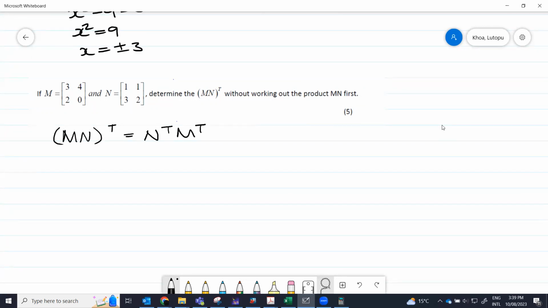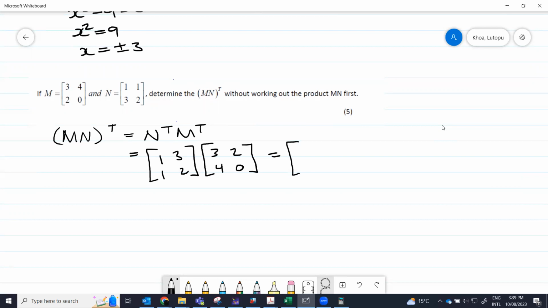So what you're supposed to do is first find the transpose, and N must come first. So N transpose, this is 1, 1, 3, 2. M transpose, this is 3, 4, 2, 0. Okay, and then we multiply rows with columns.